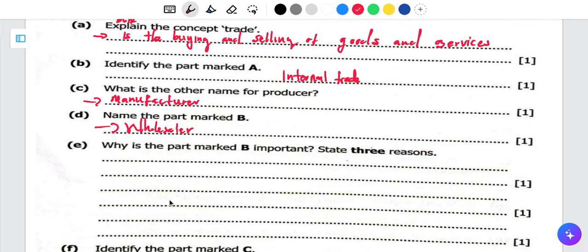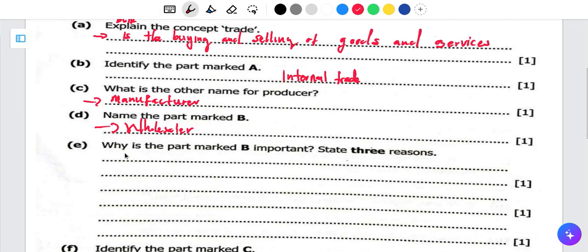Then the next question, question E, says why is the part marked B important? State reasons. Like I said, you can't go to the manufacturer and say I want to buy 2 kg of sugar. They can't sell to you because they sell in bulk. So you need to go to the retailers. You can't buy the 2 kg of sugar from the wholesalers either, because the wholesalers sell at least small quantities to the retailers, and then the retailers sell in smaller quantities which can fit the consumers.